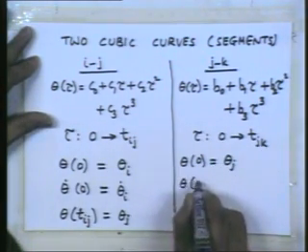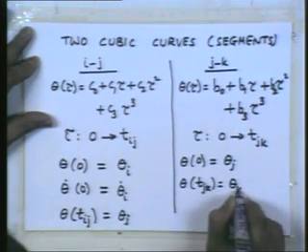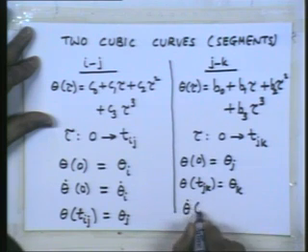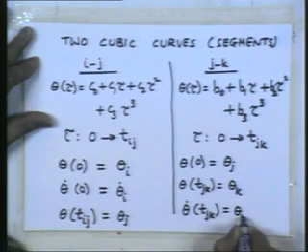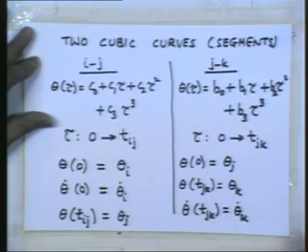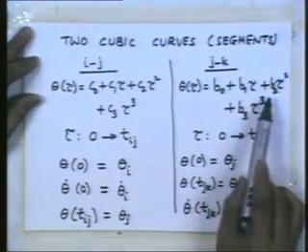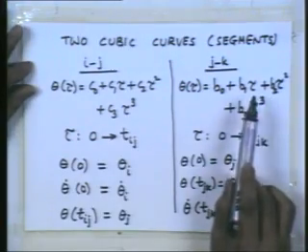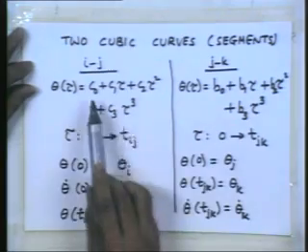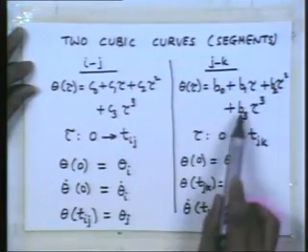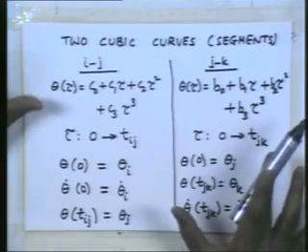Then theta of Tjk is theta k, and theta dot of Tjk is the given velocity at the point k. So let us look at now the two cubic curves between Ij and Jk, and each cubic curve has 4 coefficients, C0, C1, C2, C3, B0, B1, B2, B3. So totally we need to determine 8 coefficients for the cubic curves.